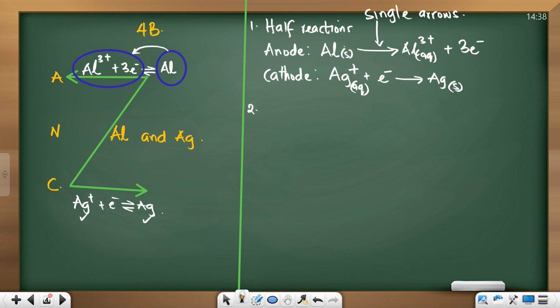Number 2. Are we okay, guys? Number 2 now is to write your net ionic equation.